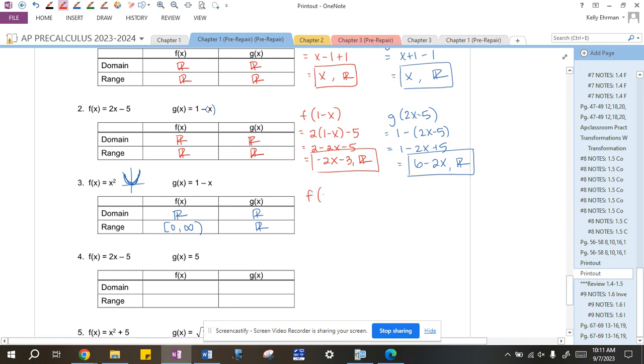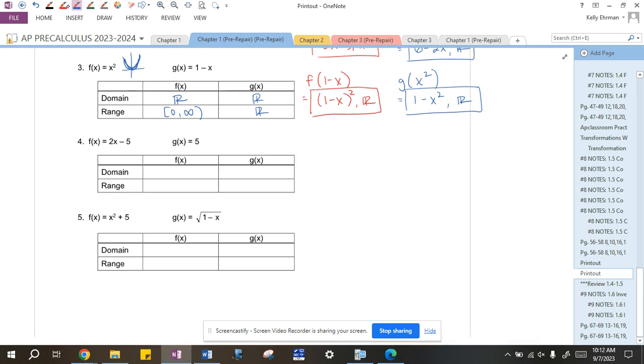F of g of x is equal to 1 minus x, the quantity squared. Now, you can simplify that if you want to, 1 minus 2x plus x squared, or you could just say, that's it, all real numbers. G of f of x is g of x squared. Instead of 1 minus x, 1 minus x squared, all real numbers for that domain.